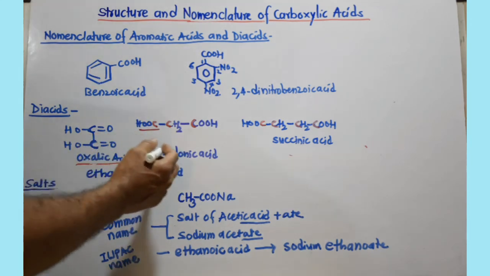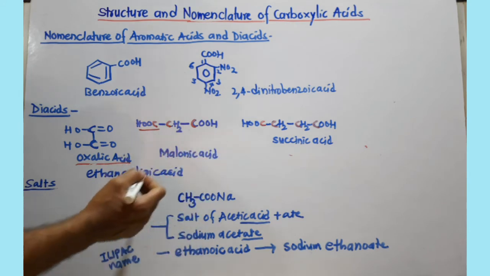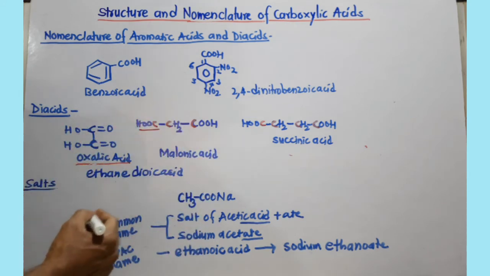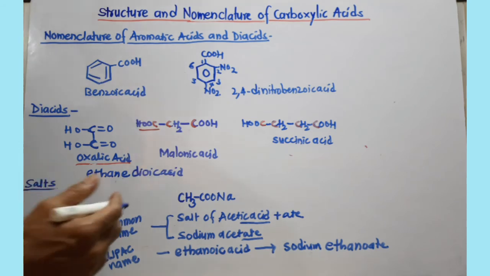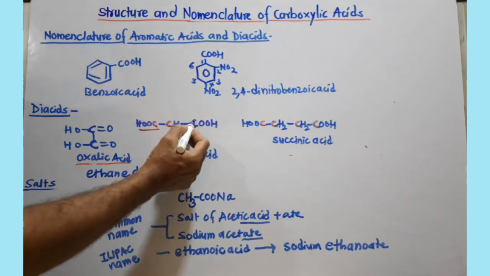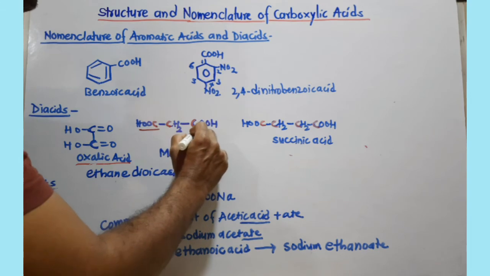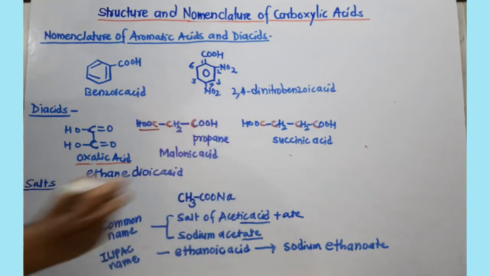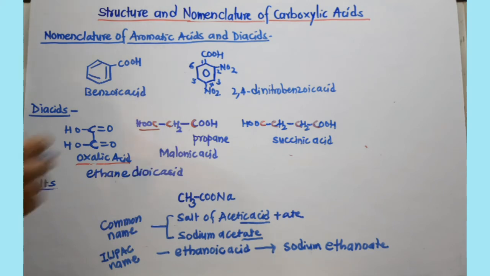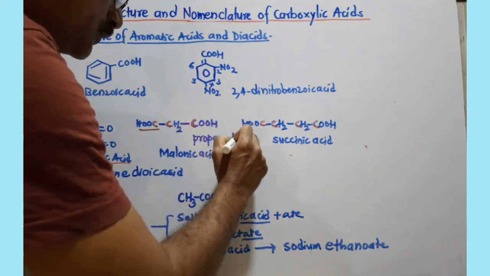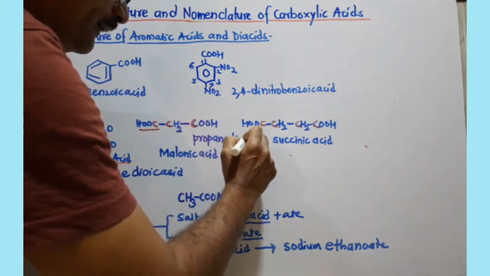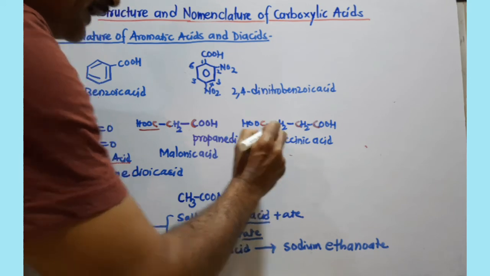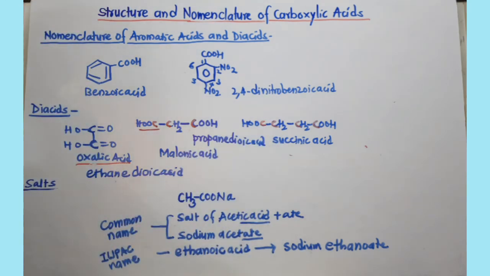Another very popular one is malonic acid, a common name but very popular and accepted. Now if you want to provide the IUPAC name to this malonic acid, count the number of carbons: 1, 2, 3 carbons. So 3 carbons means propane. Keep E here in case of propane and add the suffix dioic acid. So the name of this compound is propanedioic acid.